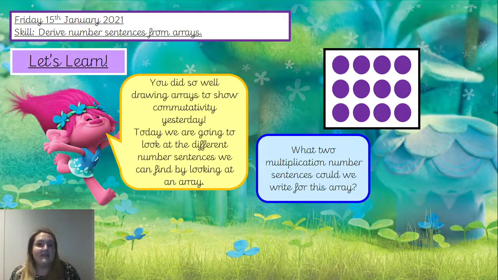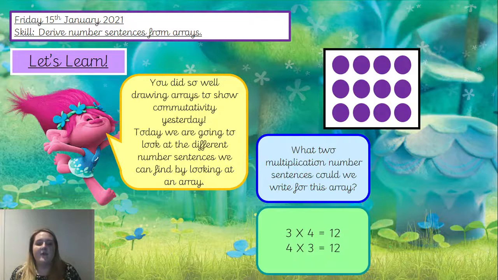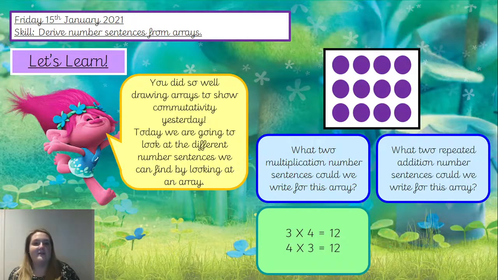Okay. Knowing this, what 2 multiplication number sentences could we write for this array? Pause the video and discuss this with your partner. Off you go. Okay, let's have a look then. We've got 3 times 4 equals 12. 4 times 3 equals 12. Okay, well done if you got that right.